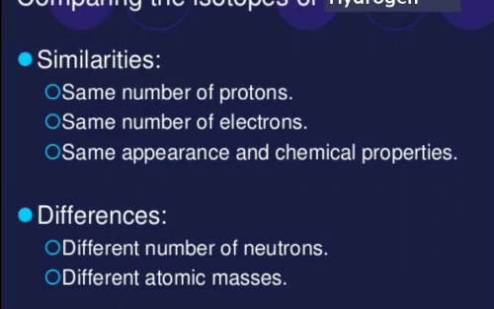When we compare the isotopes of hydrogen, we can find some similarities and some differences. Because they have the same number of protons, they have the same number of electrons. As we know, the electrons and protons are equal in an atom, which leads to the concept that an atom is a neutral particle because of having equal positive and negative charges. They have the same appearance and chemical properties. So what do they differ in? They differ in their physical properties. The reason for different physical properties is the different number of neutrons and different atomic masses.